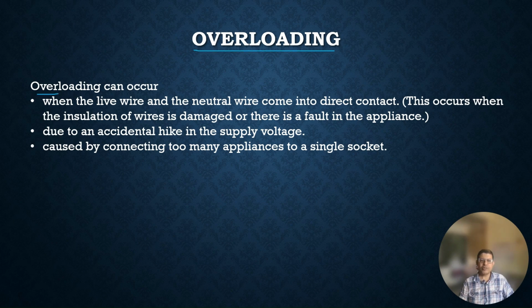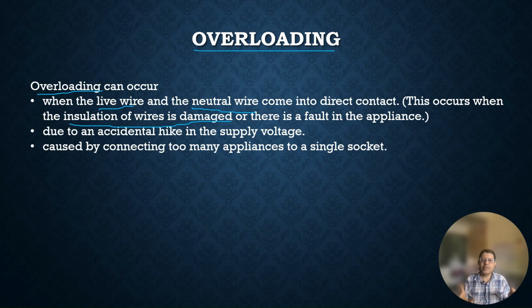So next, overloading. Why is overloading caused? By mistake, a live wire might touch a neutral wire. A live wire directly touching a neutral wire is actually a short circuit, right? There's no resistance. Imagine how much heat will get produced. All the current is passing to the neutral wire without going through any resistance. It will damage the wire. The insulation of the wire might get damaged, it might get burnt.